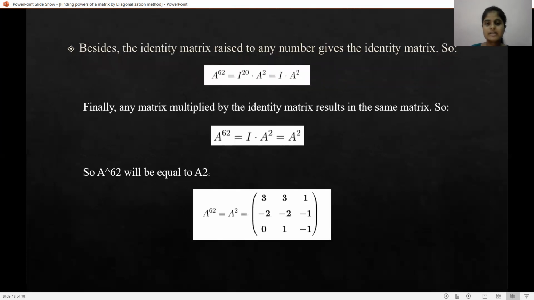Besides, the identity matrix raised to any number gives the identity matrix. So, A to the power 62 is equal to I to the power 20 into A square, which is equal to I into A square. Finally, any matrix multiplied by the identity matrix results in the same matrix. So, A to the power 62 is equal to A square, which we have already calculated in the starting. So the output is [3, 3, 1; -2, -2, -1; 0, 1, -1].